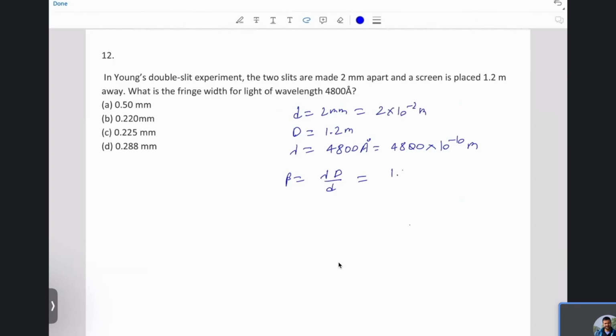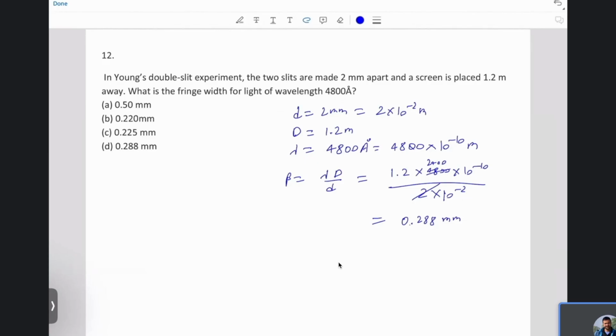So 1.2 into 4800 into 10 to the power minus 10 divided by 2 into 10 to the power minus 3. So this will be 2400, and if you calculate this, it will be 0.288 mm.